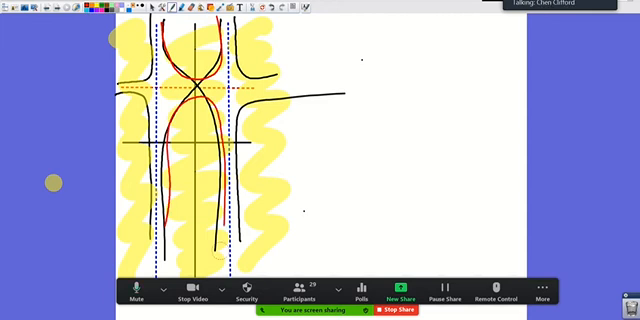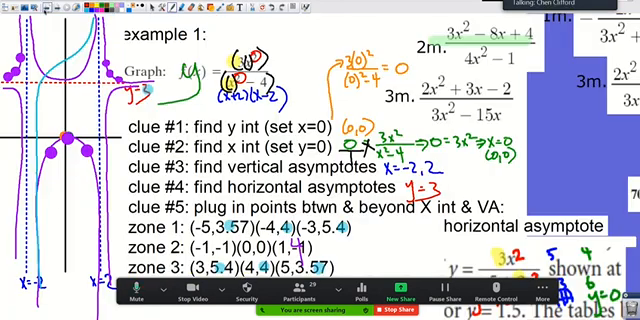I'm just giving you possibilities into what it may look like so that you can get used to predicting what it might look like. So let's go ahead and go back to the other slide.